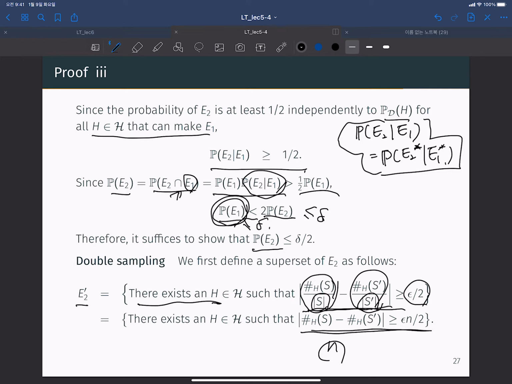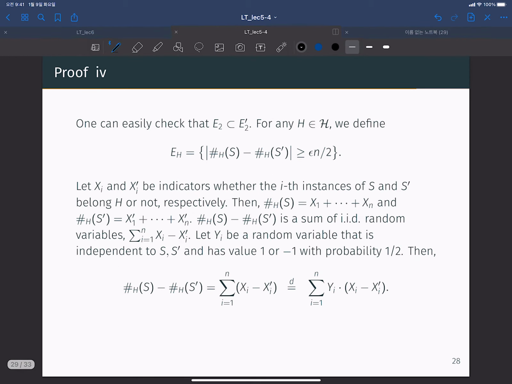We just need to check. So we don't care how much the training error differs from the test error. We just focus on the difference between the first set's training error and the second set's training error. And when the difference is bigger than epsilon over 2, then we count it. So one can easily check that E2 is a subset of E2 prime. So when E2 holds, E2 prime always holds. So for any hypothesis, let's say E_H is this.